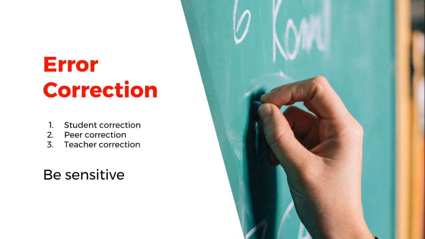Again, if a student makes a mistake in their writing, perhaps you could write it on the board or get the student to write the mistake on the board. See if they can correct it for themselves. If that particular student can't, encourage peer correction. If the peers can't help, then you as the teacher could correct. Just remember to be sensitive.